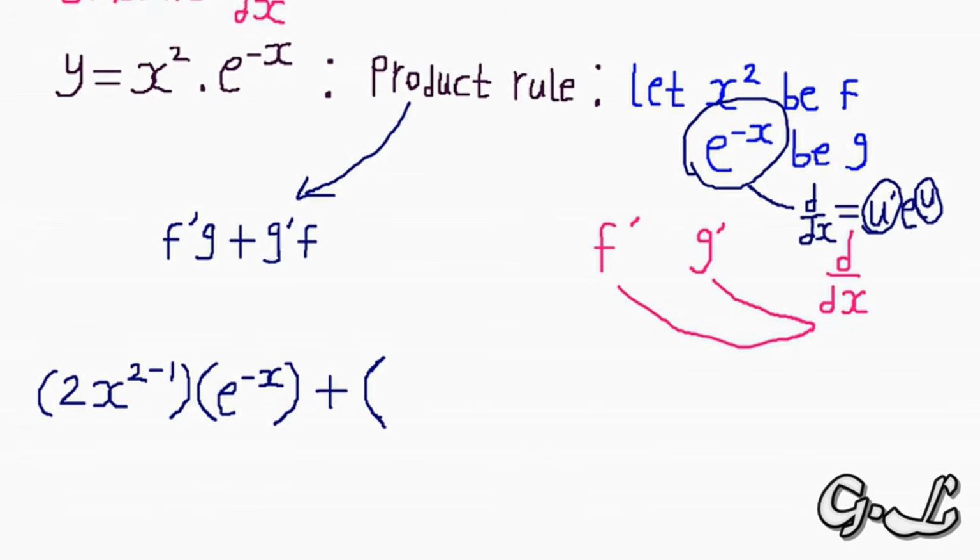So u is the power which the e is holding. In such a case, e is holding the power of negative x. So that is what we mean when we say u. We denoted negative x as u. So when you check the first expression, it has u prime.